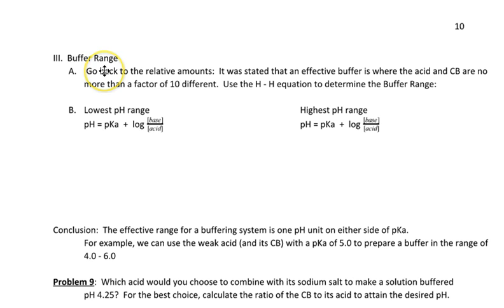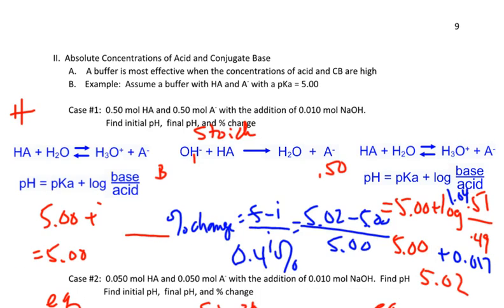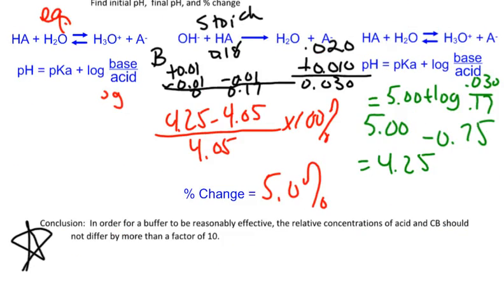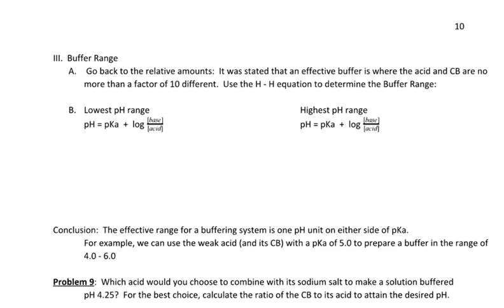So we're talking about a buffer range here. What is the range in which you're going to have a good buffer? It says go back to the relative amounts. Remember how I told you a couple pages ago? Look down at the bottom. I even told you to star this because it's really important. The relative concentrations of the acid and conjugate base should not differ by more than a factor of 10. That's a big deal. So use the Henderson-Hasselbalch equation to determine the buffer range.